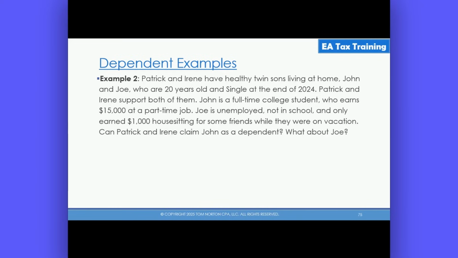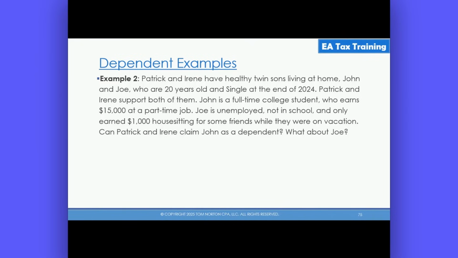Maybe Patrick and Irene need to have a conversation with Joe about what he's going to do with his life. But in any case, it is what it is. So the question is, can Patrick and Irene claim John as a dependent, and can they claim Joe as a dependent? So let's talk about John first.